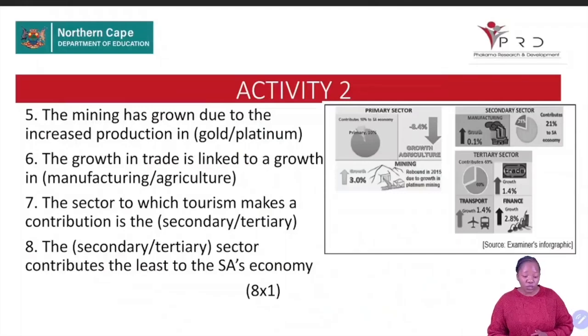Then the last question, which is question number 8. The secondary or tertiary sector contributes the least to the South African economy. So again, read the statement and then write down the answers from question number 5 to question number 8. I'm going to give you another 4 minutes, and then after 4 minutes, we're going to do the corrections.